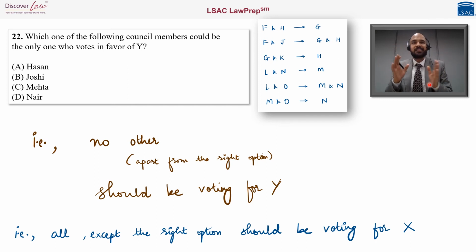It's very important to understand this binary, right? If you only see it as who votes in favor of Y, you're not going to get the answer. It's important for you to understand that everyone else is voting for X and that your rules are given in terms of X. Let's go ahead and see the options one by one.